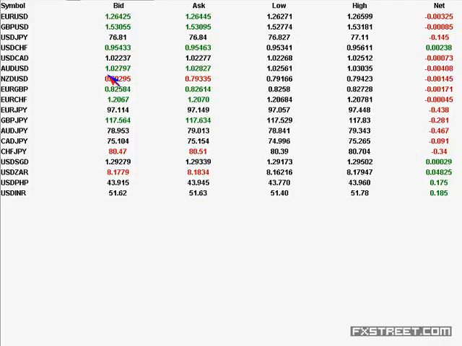Then coming to the other commodity pairs, USDCAD 1.0223, 1.0227 are the current levels, 1.0226 is the low, 1.0251 is the high. 7 pips negative net change is seen.